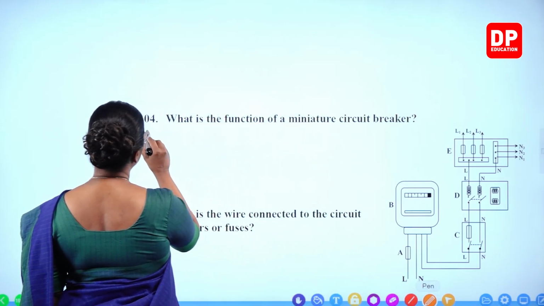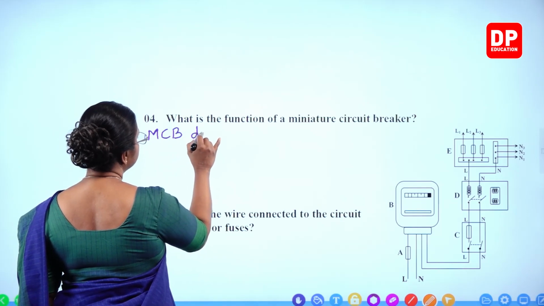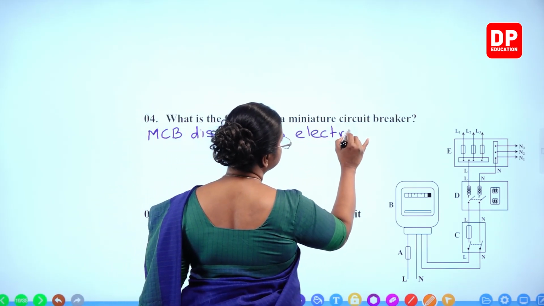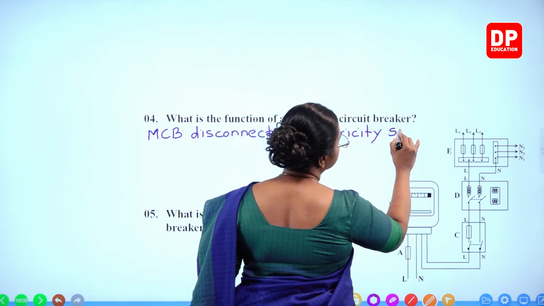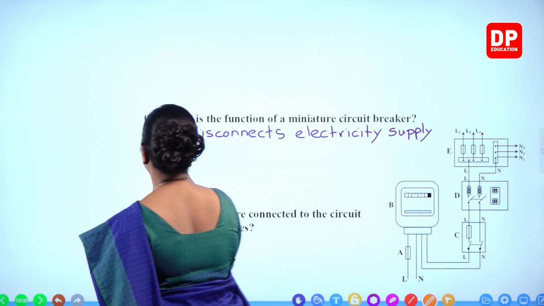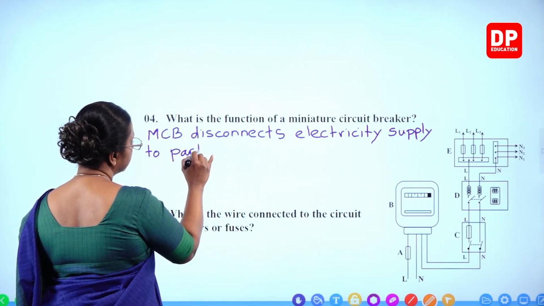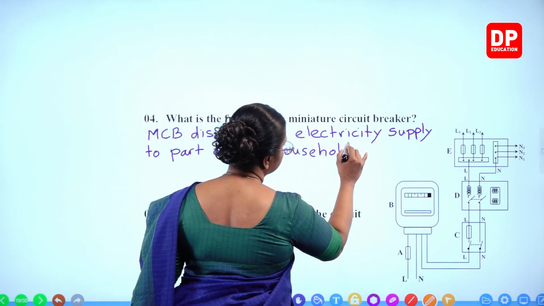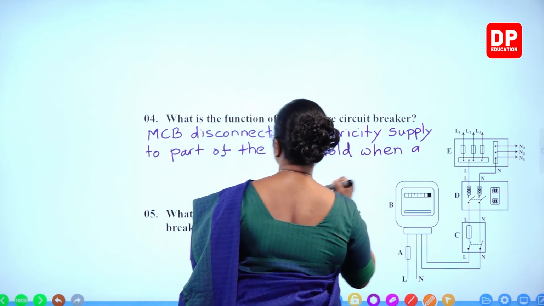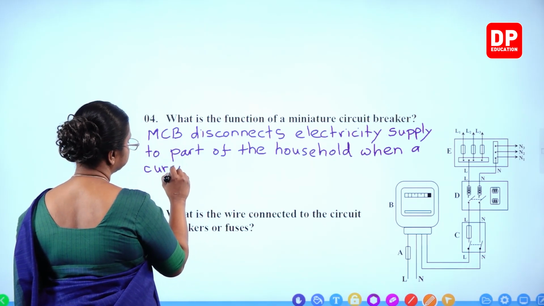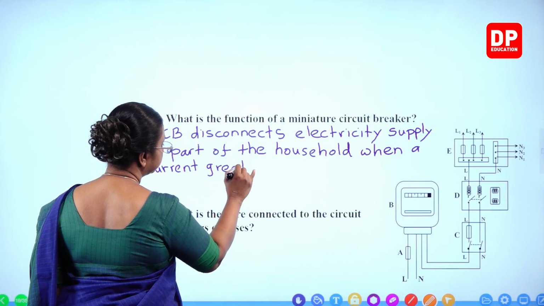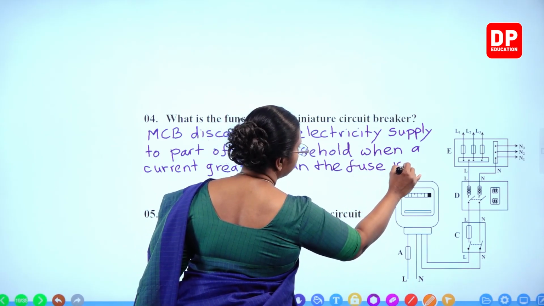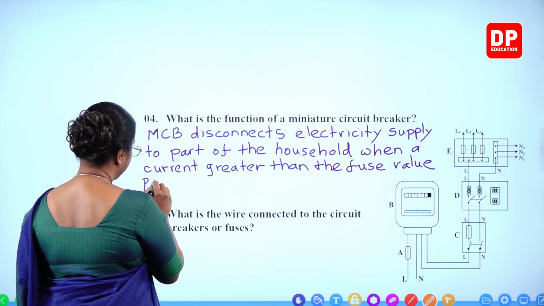So here you can say, MCB disconnects electricity supply to part of the household when current greater than the fuse value passes through it.